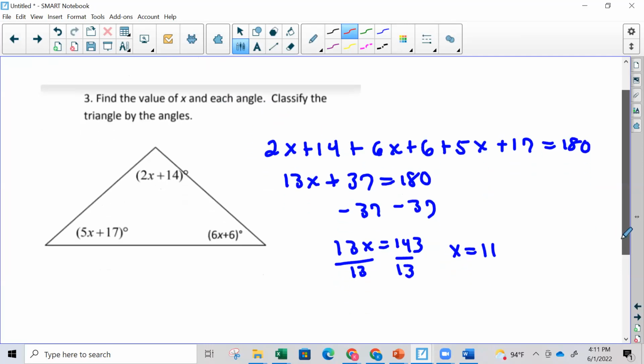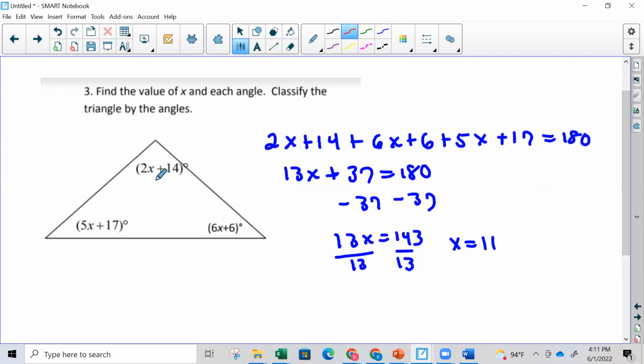So to do that, I plug 11 back in for x for each angle. So here I'm going to do 2 times 11 plus 14. Okay, and that gives me 36. I'm going to do here 5 times 11 plus 17. So that gives us 72. And here I'm going to do 6 times 11 plus 6. And that also gives us 72. So those are my three angles.